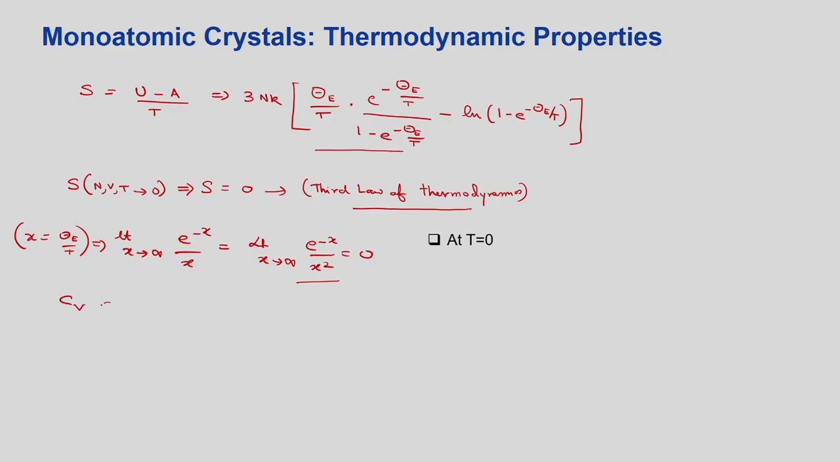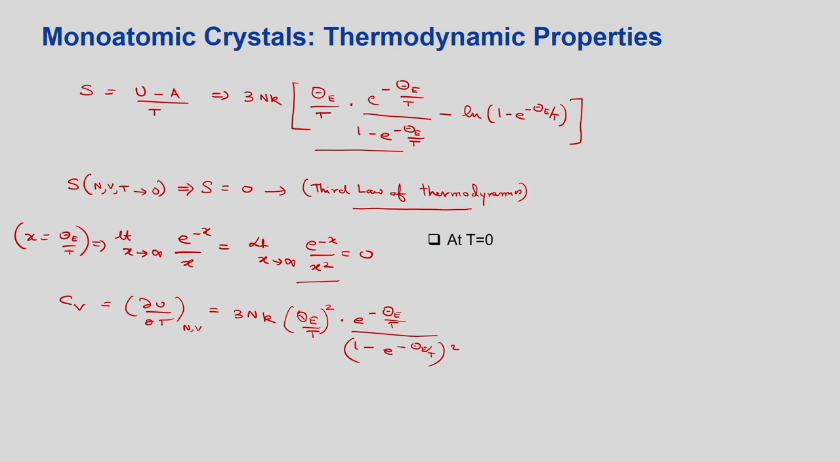So then, what is Cv, how can you get Cv? Cv is equal to the partial derivative of U with respect to T at constant N and V, equal to 3Nk (theta_E by T) whole squared into e to the power of minus theta_E by T by (1 minus e to the power of minus theta_E by T) whole squared. So I did the mathematics from U and I got this expression.